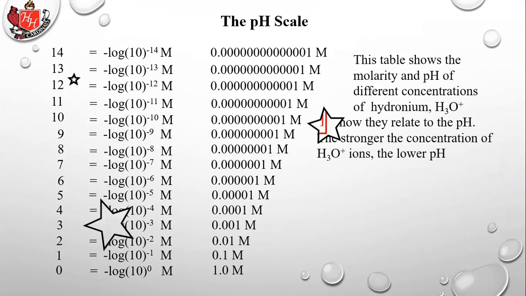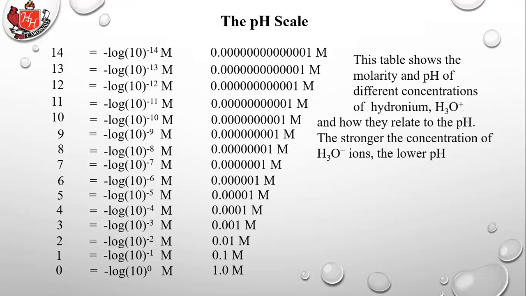All right, so let's take a look at this. This table shows the molarity and pH of different concentrations of hydronium, H3O+, and how they relate to pH. The stronger the concentration of H3O+ ions, the lower the pH. So low pH is acidic, high pH is basic. The way to remember that is A comes before B and 0 comes before 14. So A, acid, is the 0 end, and B, base, is the 14 end.